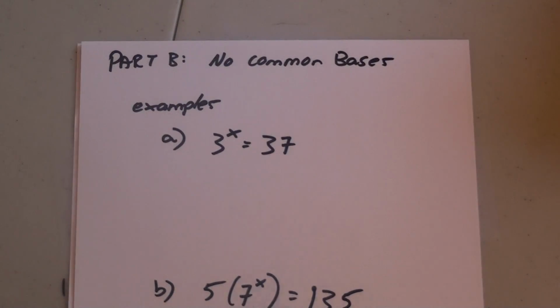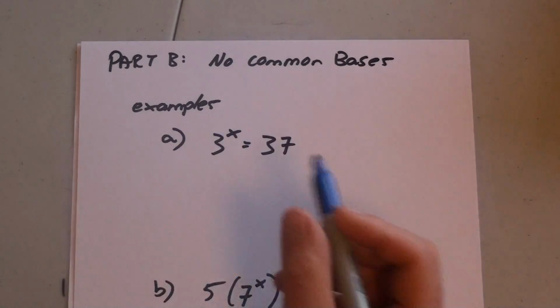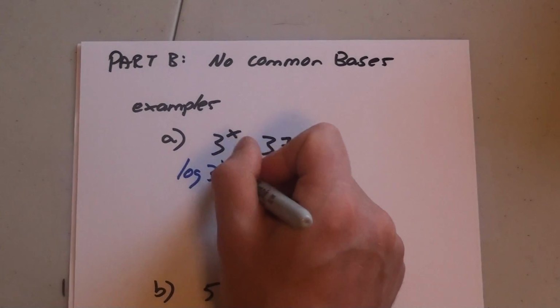What happens if you cannot have the same base? Here you do not have the same base. So there's no way of expressing 37 as a power of 3. So in this case, what I'm going to do is use logarithms. And I want to log both sides.